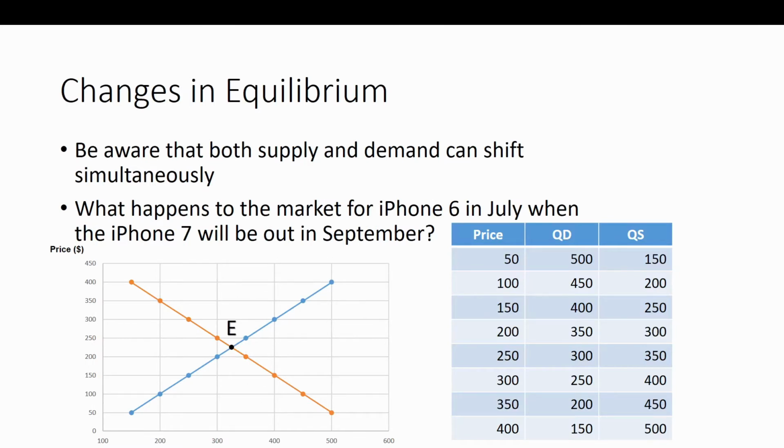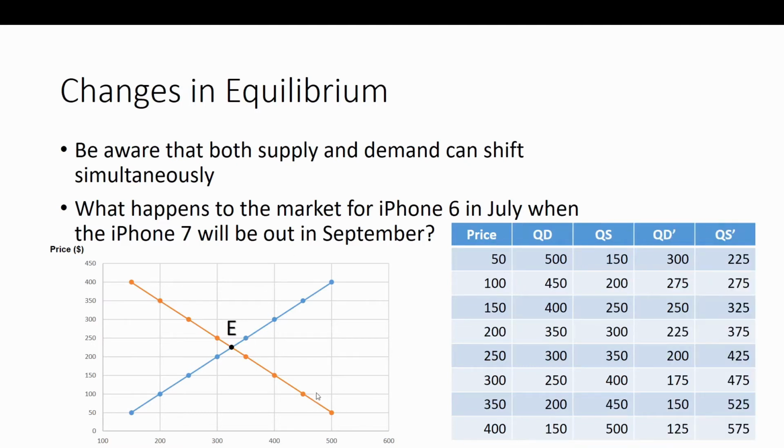You should be aware that both supply and demand can shift simultaneously. What happens to the market for the iPhone 6 in July when the iPhone 7 will be out in September? So the iPhone 7 is going to be coming out in September. What happens to the market for iPhone 6? Well, we know demand is going to decrease because of expectations. The iPhone 7 is going to be out soon, so not as many people are going to want the iPhone 6. We know supply is going to increase because the firms that sell these iPhones are going to want to get rid of those products.